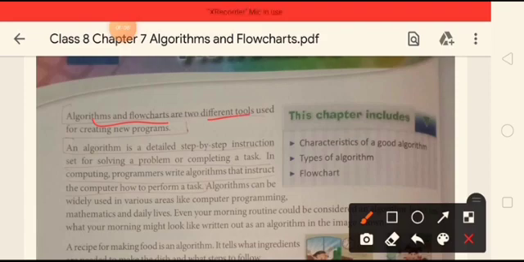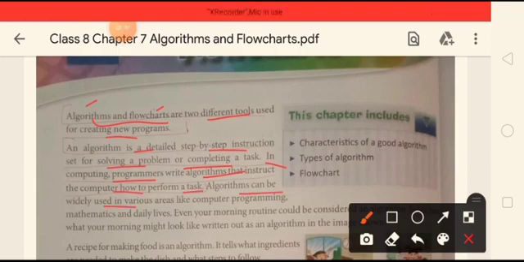Algorithms and flowcharts are two different tools used for creating new programs. Basically, these are the steps before creating the programs, before writing the programs in a programming language. So the first two steps are making the algorithm and the flowchart. An algorithm is a detailed step by step instruction set for solving a problem or completing a task. In computing, programmers write algorithms that instruct the computer how to perform a task.